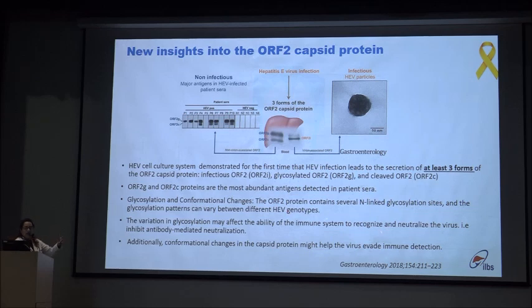The amount of glycosylated capsid protein differs from genotype to genotype. This glycosylation also influences immune evasion, so a glycosylated capsid protein allows this virus to evade the immune system. Till now we used to think that in hepatitis E virus infection, IgM and IgG occur, they are the neutralizing antibodies which take care of it, and the infection gets controlled on its own. But these new insights have shown that they cannot be neutralized and can inhibit antibody-mediated neutralization, and the virus actually evades immune detection.